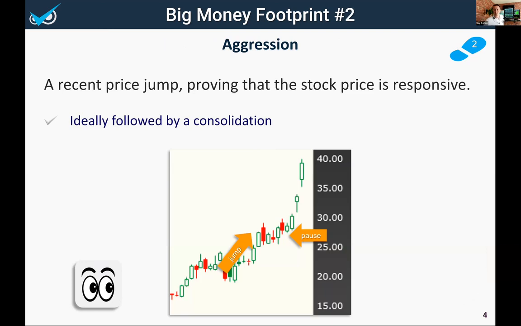Then the second big money footprint is all about aggression, because it's all very well having lots of buying and selling going on, but if the price isn't moving, say the price of a stock is $50 and you're buying it for $50 and I'm buying it for $50 and Adam and Celeste are all buying it for $50, it doesn't matter how much volume there is. If the price is only at $50 and no one's bidding any more, and no one's selling it for any less, guess what? The price is going to stay the same.